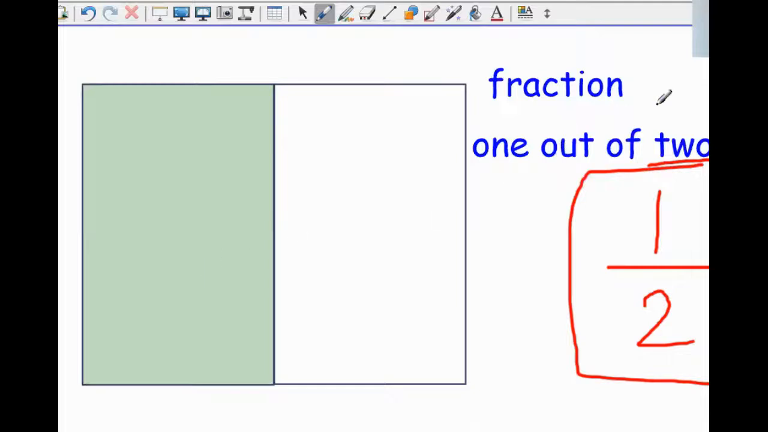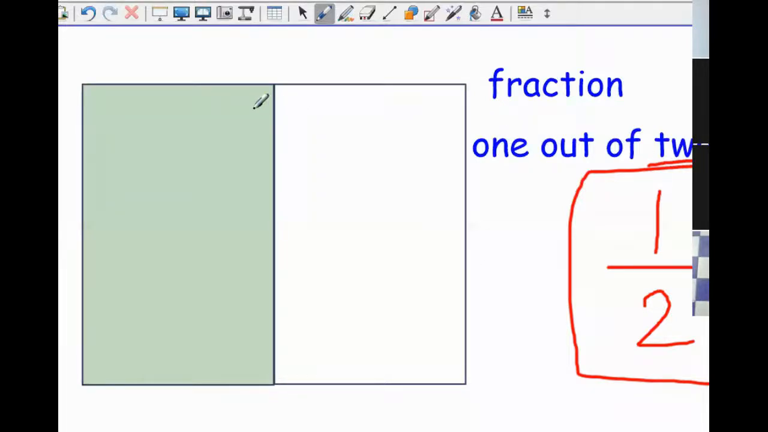Who can tell me how I can read this fraction? Sundus, do you remember? Can you read this fraction? 1 over 2. Any other way? Okay, I write on the board 1 out of 2. This is another way. But there is another name.